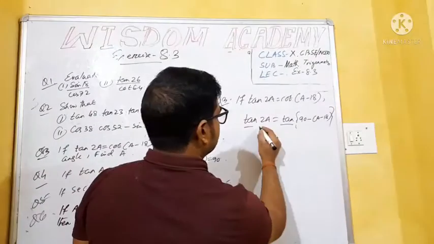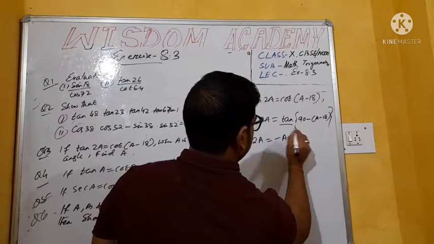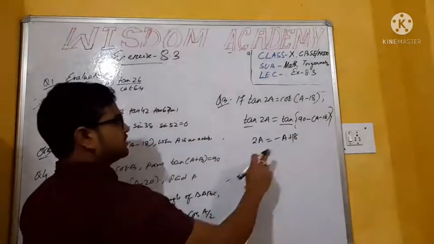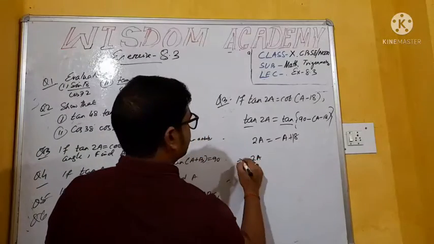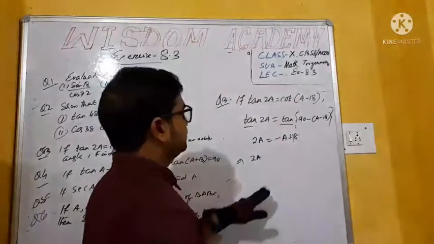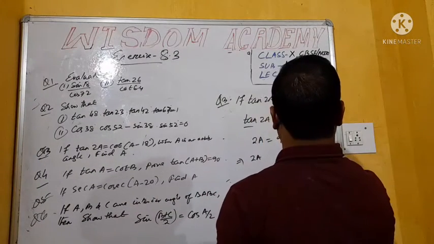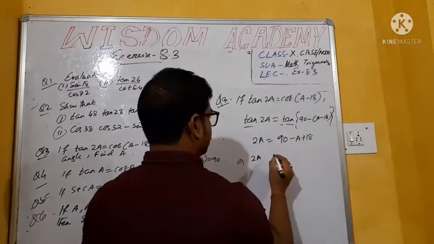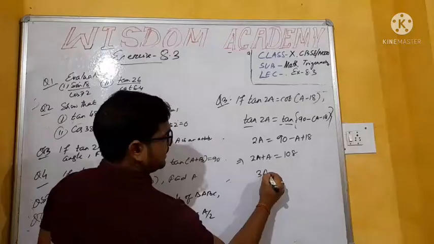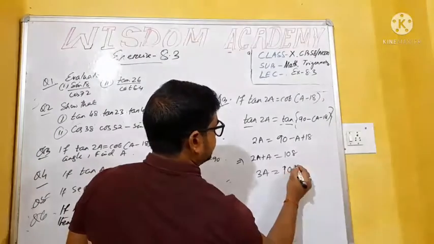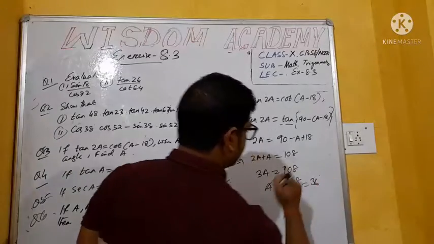Both sides tan is the same, so 2a is equal to 90 minus a plus 18. Then 2a plus a is 108, 3a is 108, a is 108 upon 3, that is 36 degrees.